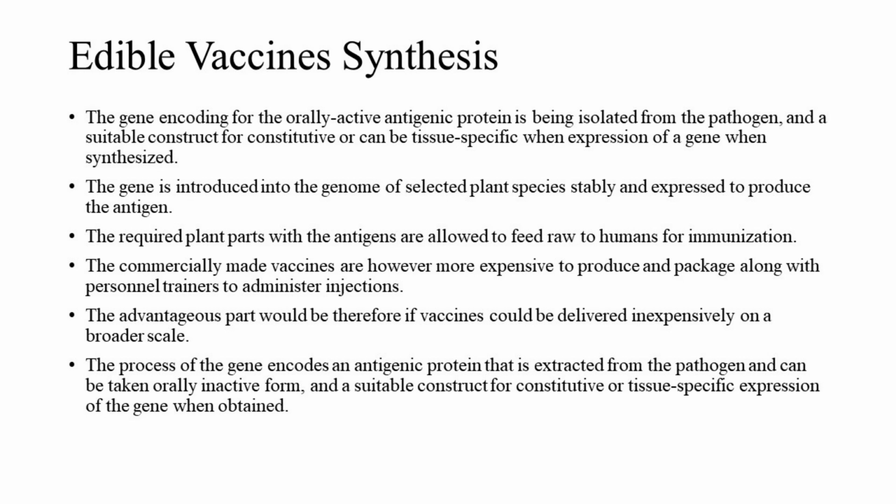The commercially made vaccines are however more expensive to produce and package, along with personnel trained to administer injections. The advantageous part would therefore be if vaccines could be delivered inexpensively on a broader scale. The gene encoding an antigenic protein is extracted from the pathogen and can be taken orally in active form, and a suitable construct for constitutive or tissue-specific expression of the gene is obtained.